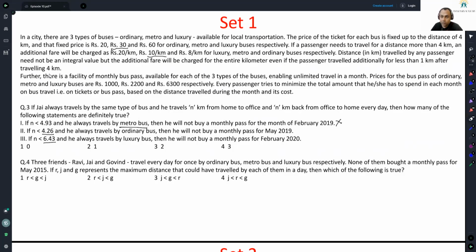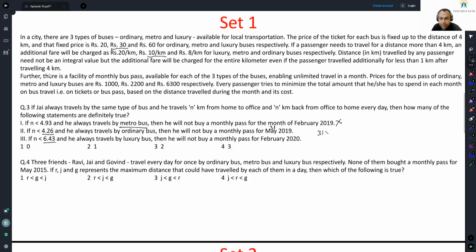So I have to do the maths, but know that when they say 4.3, what they actually mean is less than equal to 4. When they say 4.26, what they mean is actually less than equal to 4. What they actually mean is less than equal to 4. Here also less than equal to 6. Let's look at ordinary bus working for May 2019. So it will be 31 days. 31 days. So let's go.